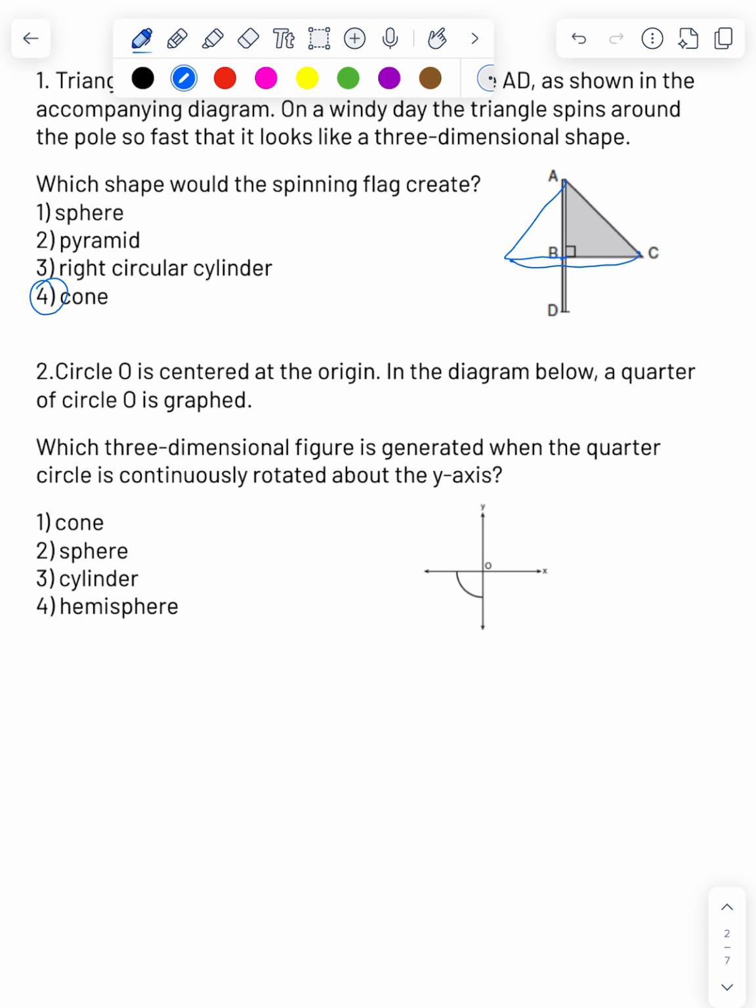Here we don't have a full circle being rotated around the y-axis. Here we have a quarter of a circle. So instead of seeing a full sphere, what we're going to see is a part of a sphere. When we rotate it around and we see it on both sides, it's going to look like this. Once again, I'm a horrible artist, but it's not a full sphere. It is a half of a sphere or a hemisphere, and that's what we get.